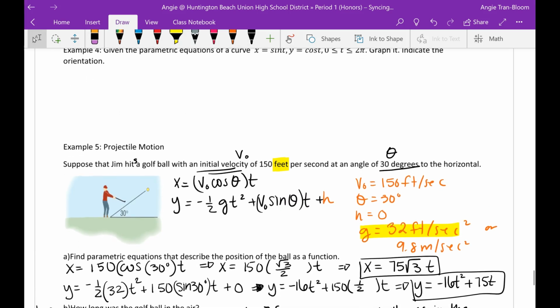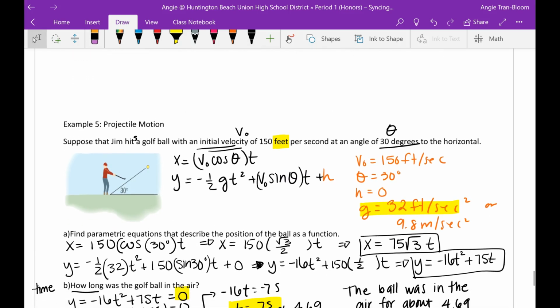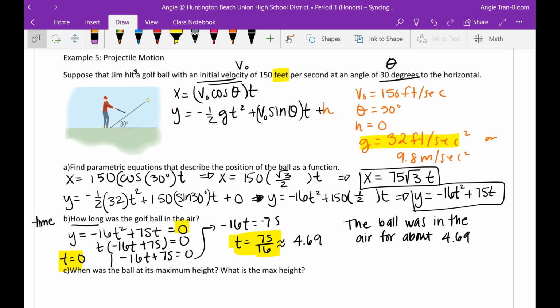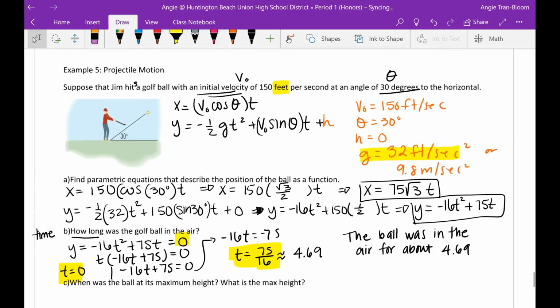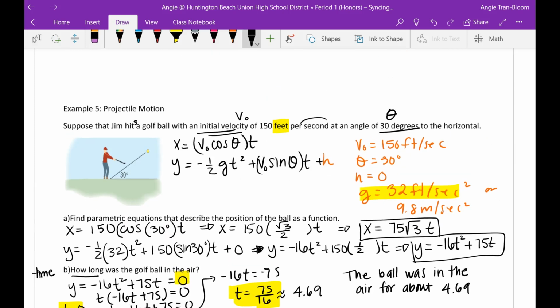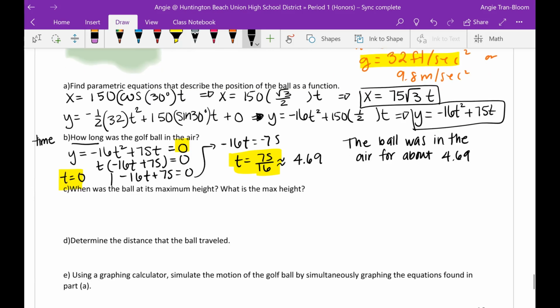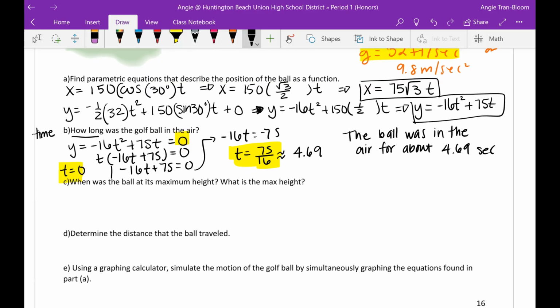T is, did it say? Did it say it at all? I'm assuming seconds, right? Oh, seconds. I was like, wait, I have to say. Okay, seconds. So the ball was in the air for a total of 4.69 seconds.